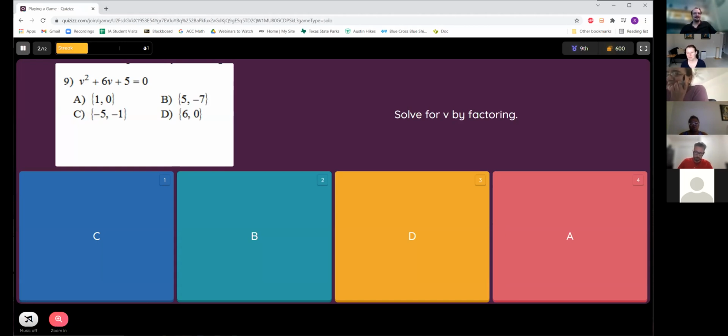I mean, it says factor, solve by factoring, but if I were given this on a test, I don't know if I'd be solving it by factoring.